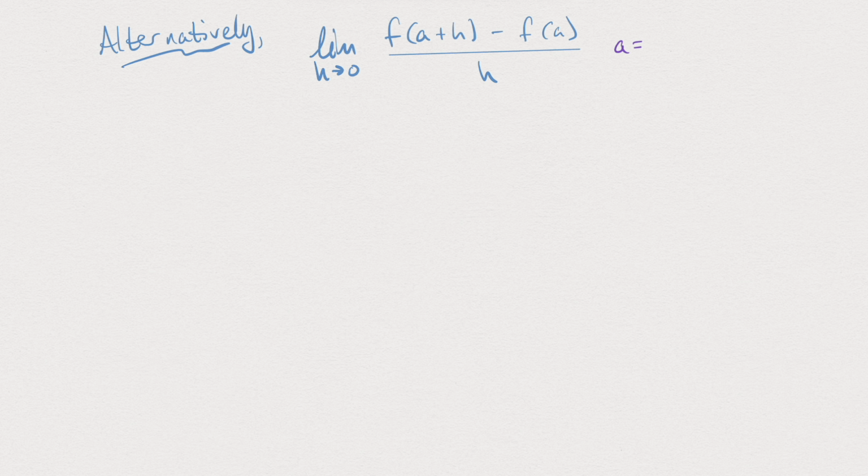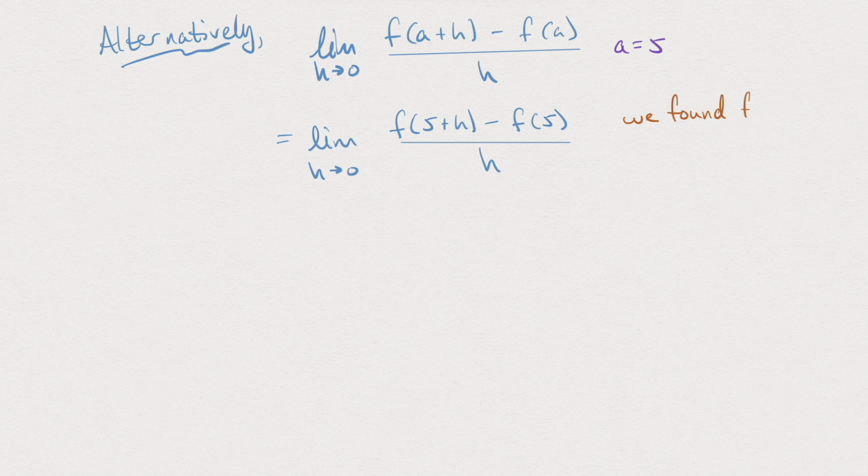Alternatively, we could use the definition, the limit as h goes to 0 of f of a plus h minus f of a all over h, and here a is equal to 5, and so this is going to be the limit as h goes to 0 of f of 5 plus h minus f of 5 all over h. Now we found f of 5 to be 56. Now we need to find f of 5 plus h.